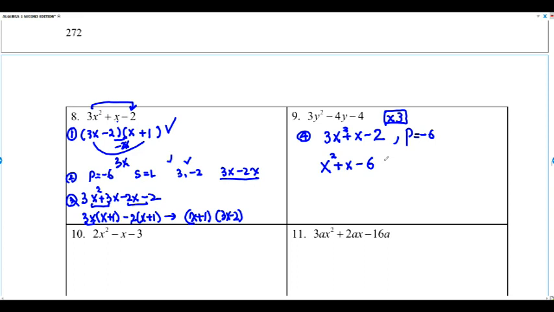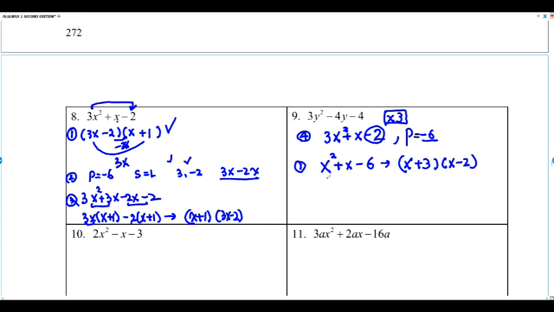Okay? Product is negative 6. What are two numbers? How can you factor this one? Using this, replace this one with the negative 6. Okay, that's a new one, okay? All right, how can you factor this one? x plus 3 and x minus 2. Are you okay with this?